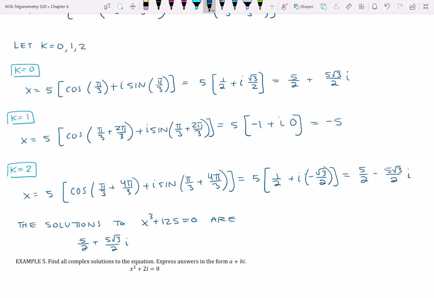And so again, the solutions to x to the third power plus 125 is equal to 0 are 5 over 2 plus 5 square root of 3 over 2i, -5, which is again a real solution, and then our other complex solution is 5 over 2 minus 5 square root of 3 over 2i. So these three again are solutions to that polynomial of degree 3. All right, and again, how can we check? Well, we could actually plug this back into my equation, simplify it, and we'll get that the left-hand side is equal to the right-hand side.